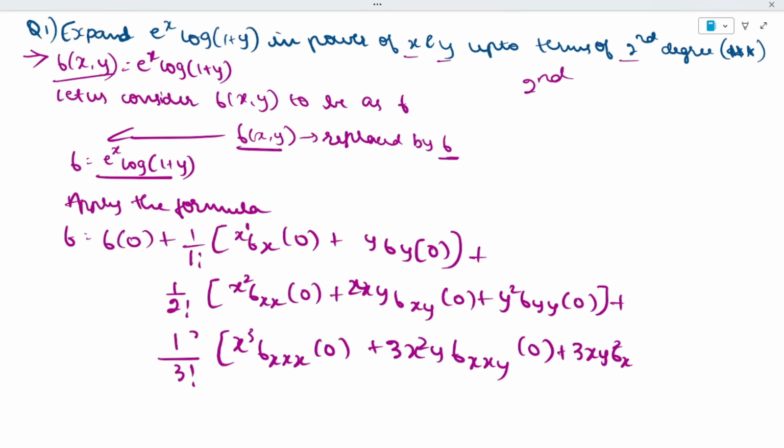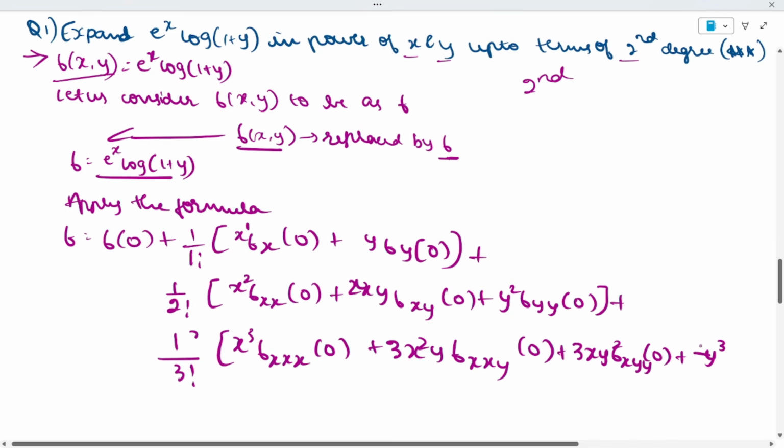Y square x, I said, this will be replaced with y, so f_yy, and again it will be 0, and again it will be y cube. Next is y cube f_yyy. Till you get triple y, you have to do. It will be continuing up to n terms. Now this is the formula.